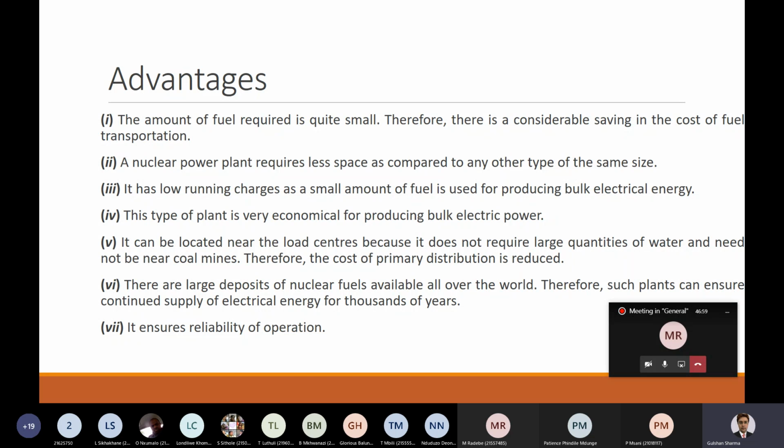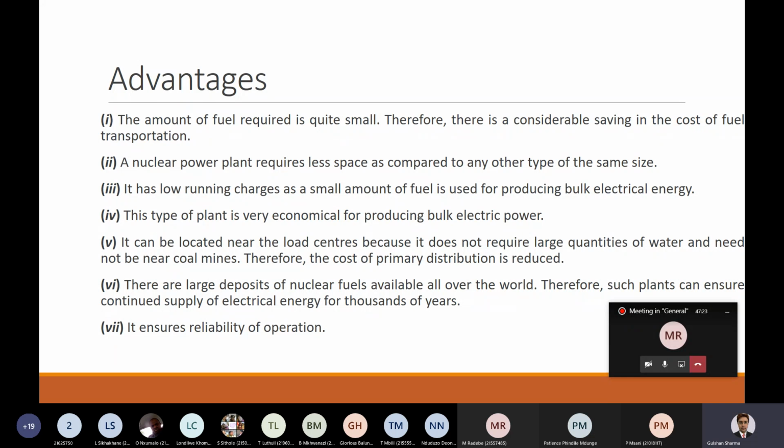Another concern is that these plants can be located near to the load center, because you do not need a very large quantity of water. Also, you don't need these plants to be located near a coal mine. And that is why the cost of primary distribution is reduced.